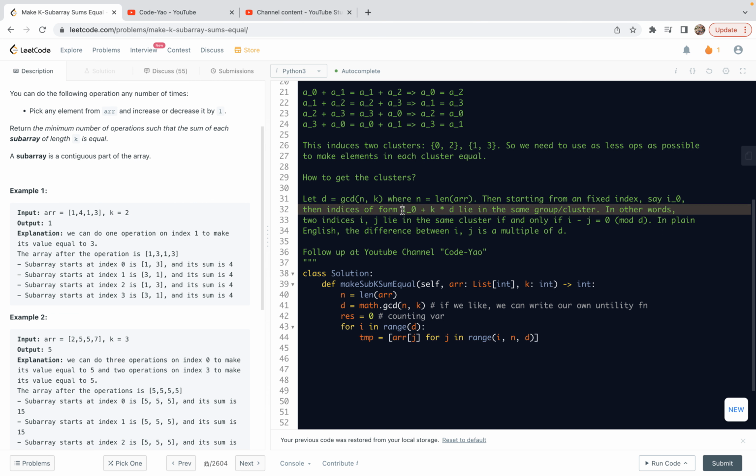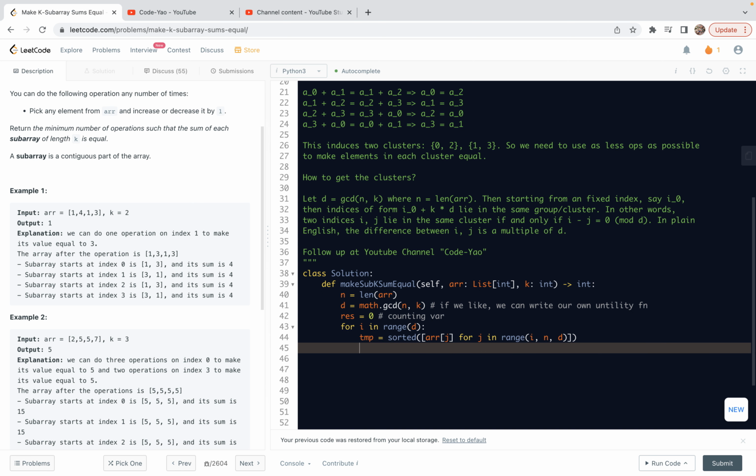As here, i0 plus kd, where k is an integer multiple. So this means we start from i, then we consider i plus kd. Actually, this is not sorted. Because we want to compute the median, let's do this. We do the sort. And then the median for this problem, we can actually do it very roughly.